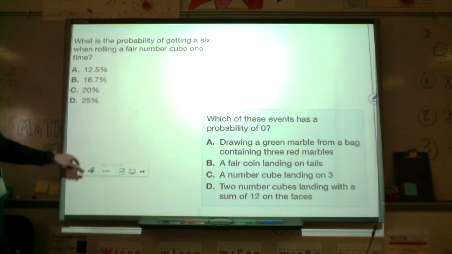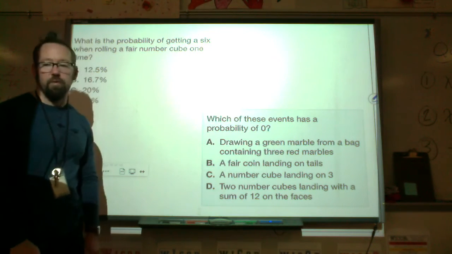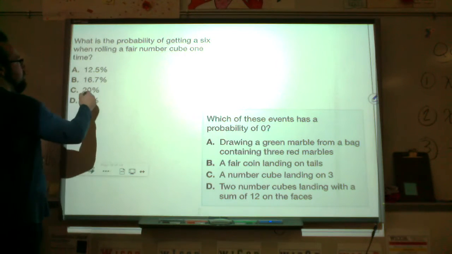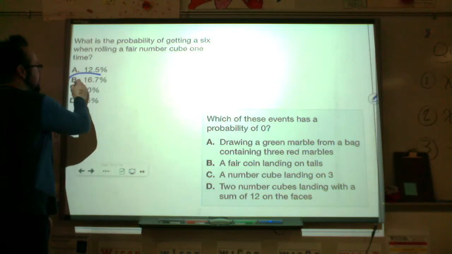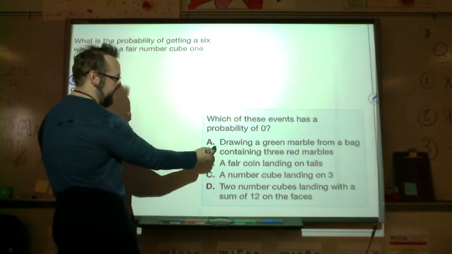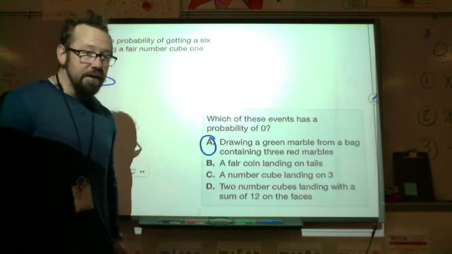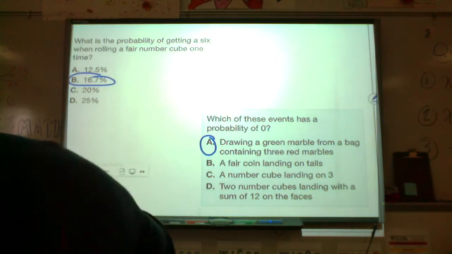All right. Try these next two problems on your own. Pause the video. What's the probability of getting a 6 when rolling the fair number cube? Which of these events has a probability of 0? Answer for this is B. Answer for this is A. You're never going to draw a green marble from a bag that only has red marbles.